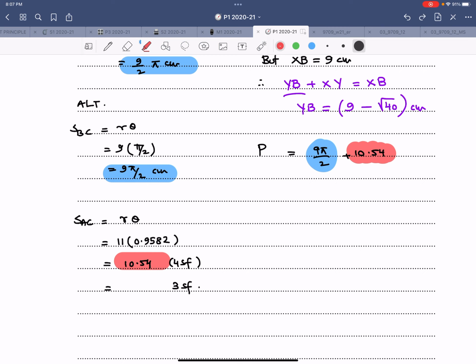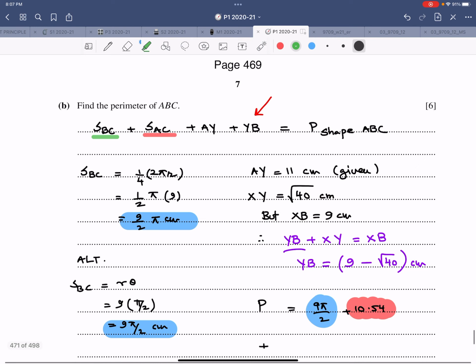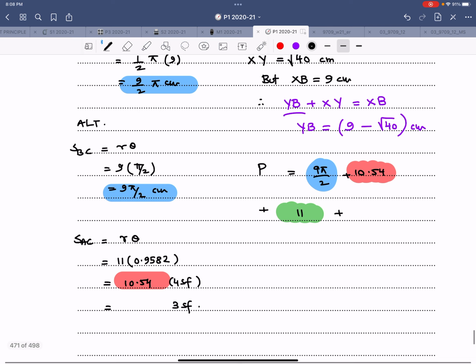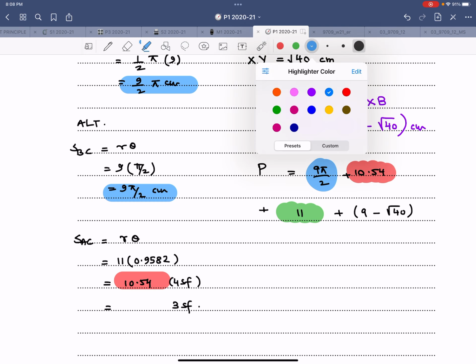the third part. That is the green one. That is AY, that is 11. So therefore add 11 over here, and the last part, that is YB. YB is 9 minus root of 40. So YB is the last thing, and that is in pink. That is 9 minus root of 40.